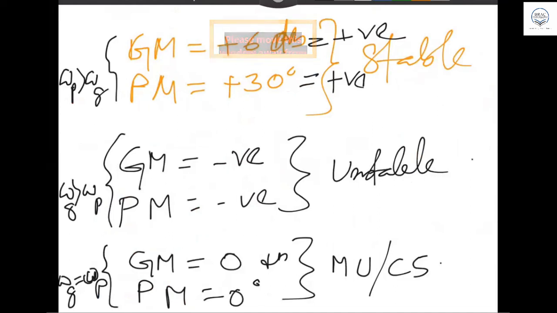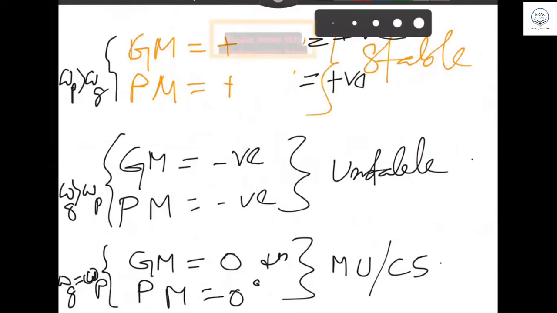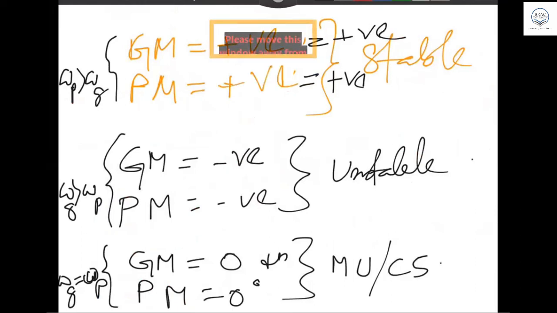Okay, what we can see here, I'm writing again: if the gain margin and phase margin are positive, the system is stable. If the gain margin and phase margin are both negative, it's unstable. If both are 0, it is marginally unstable or critically stable. This is the conclusion. Do you have any question? No, sir, no question.